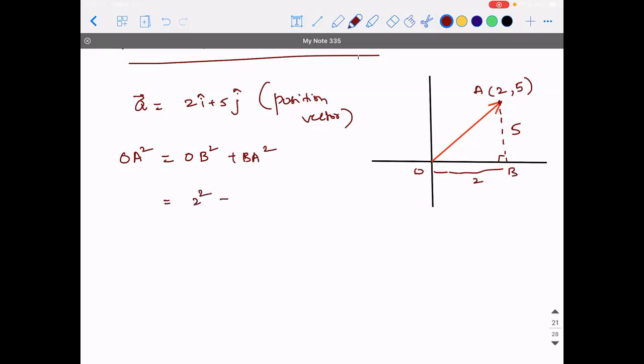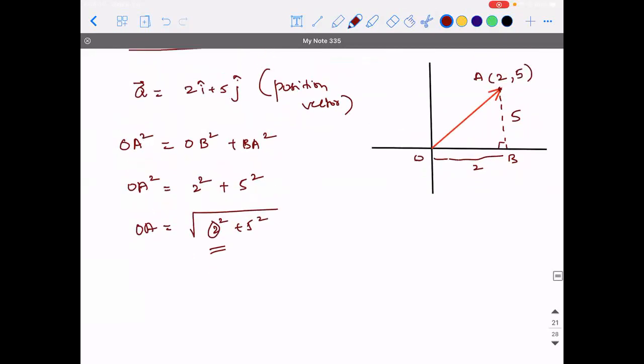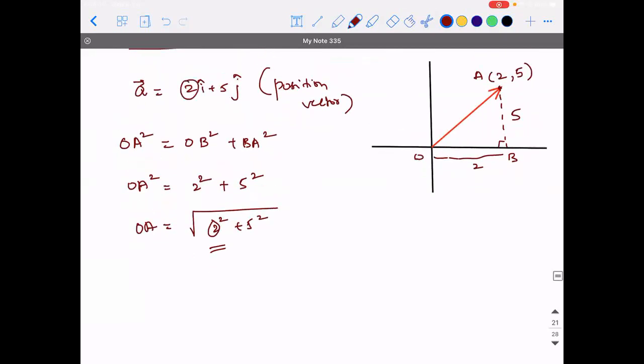So what is OB square, guys? Is it not 2 square? And BA square is nothing but 5 square. So this is OA square. Then what is the value of OA? It is square root of 2 square plus 5 square. Am I clear with this? Yes, sir. Right. So now the question is, this 2 is the coefficient of I cap. This 5 is the coefficient of J cap.